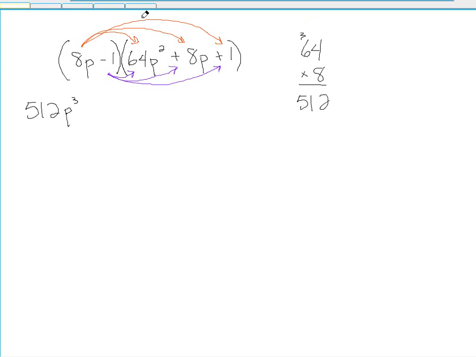Then you have 8p times 8p, that's a positive 64p squared. Finally, for the 8p, 8p times 1. That's easy, right? Just 8p.